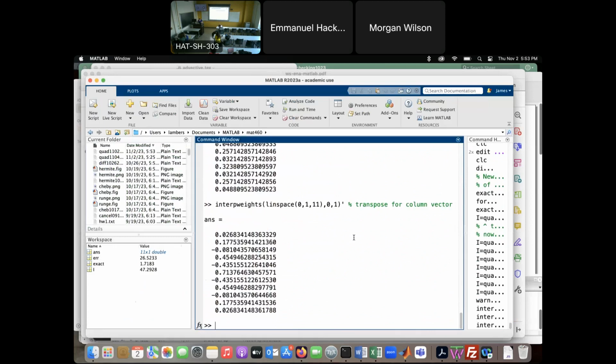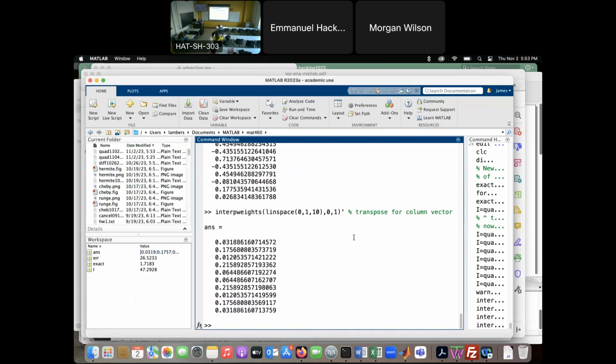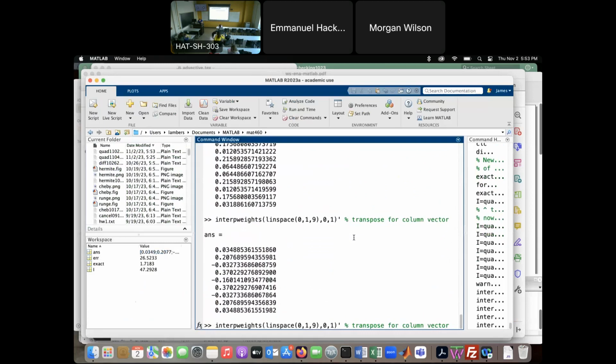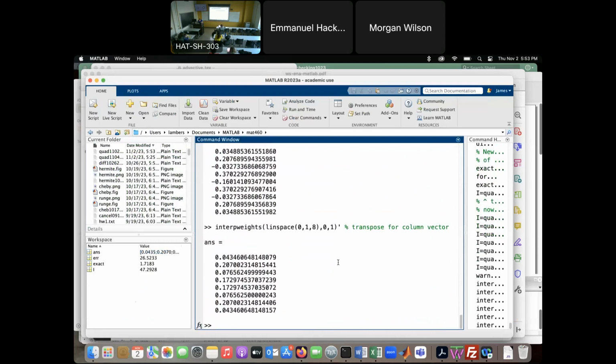I'm going to backtrack a bit. When did they first go bad? How many nodes did it take? So 10 nodes. Okay, those were all positive. 9. There are some negative weights at 9. And then at 8, okay. So it looks like 9 nodes, at least for a closed Newton-Cotes rule, has negative weights. It's been proven that for n greater than or equal to 11, every Newton-Cotes rule, open or closed, will have at least 1 negative weight. Interesting proof. I wonder how I prove that.